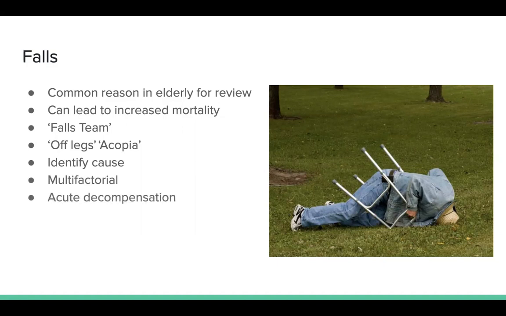It's important to appreciate how the patient was doing prior to their fall to work out if they have acutely decompensated from either an acute or chronic condition. And finally, it's important to appreciate the damage that's happened as a result of the fall.